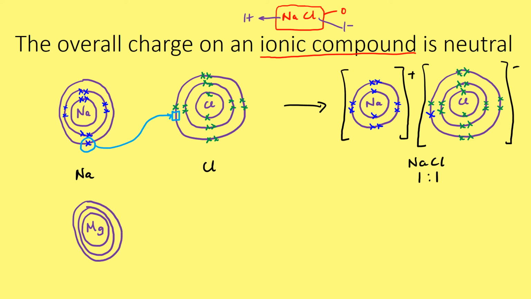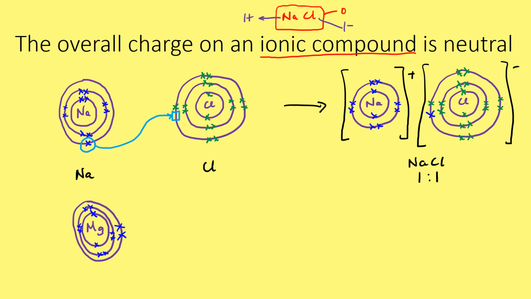A bit wonky, sorry. Let's draw in the electrons. Okay, so we're going to have 2 full shells, and it's going to have 2 electrons. Let's draw them here. 2 electrons in its outer shell because it's in group 2.